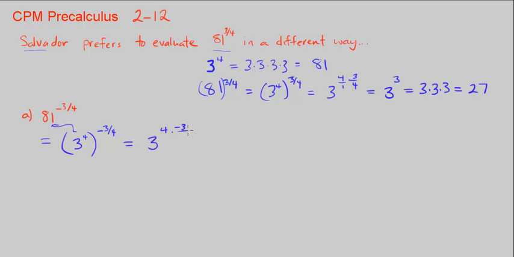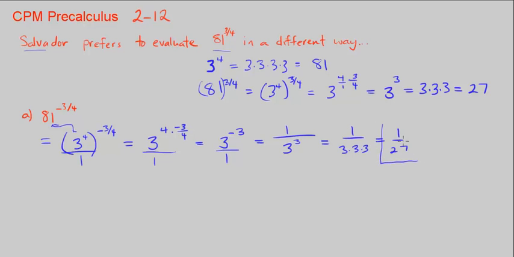Now again, when we have a power to another power, this means to multiply the powers together. 4 times negative 3 over 4. And we know this 4 is over 1. So the 4 is going to cancel out. You're going to get 3 to the negative 3 power. Okay, since it's negative, and everything's over 1, we can make this positive by putting it into the denominator. So this becomes 1 over 3 to the positive 3 power. And we know to the 3 power means 3 times 3 times 3, and that's equal to 1 over 27. Okay? So that's part A.